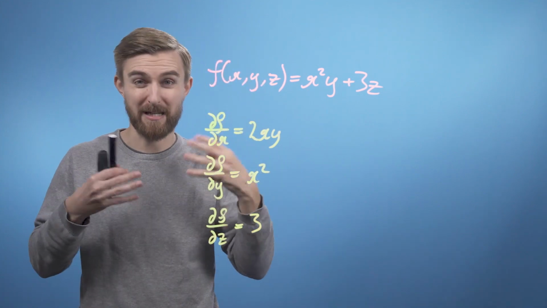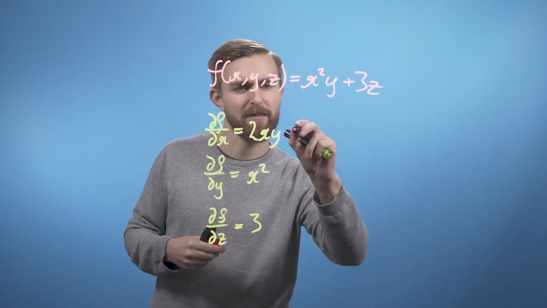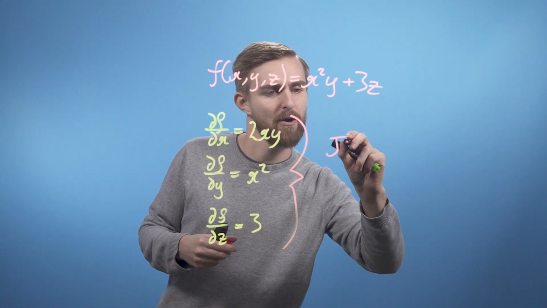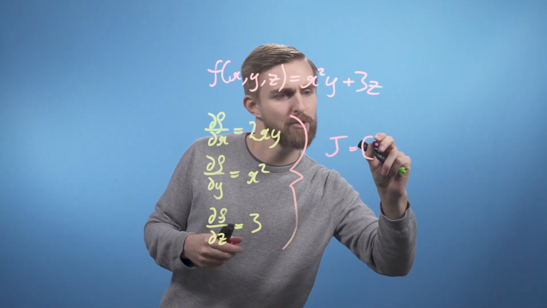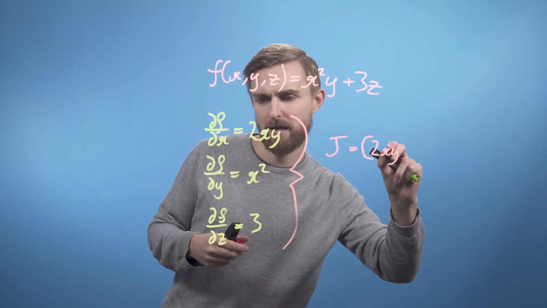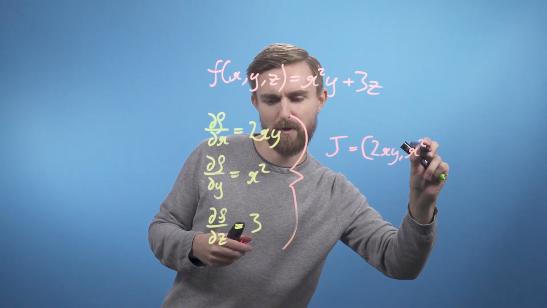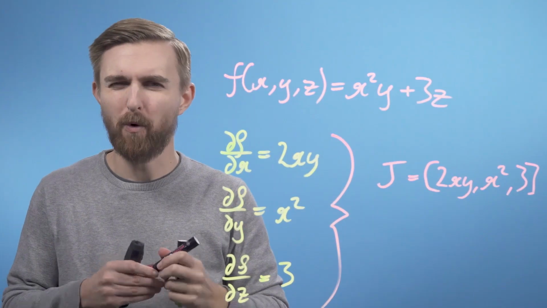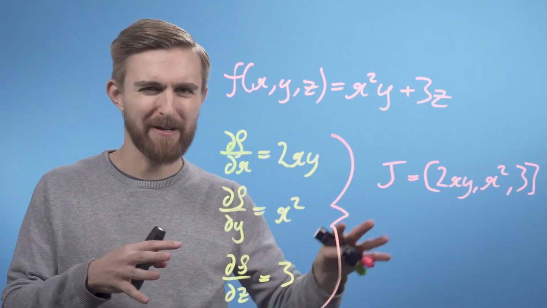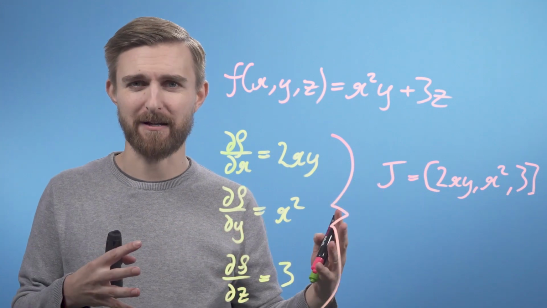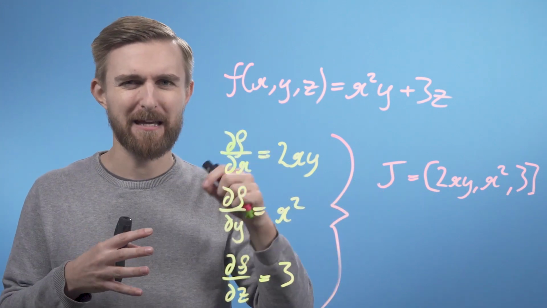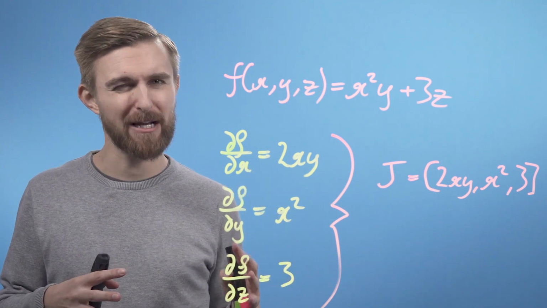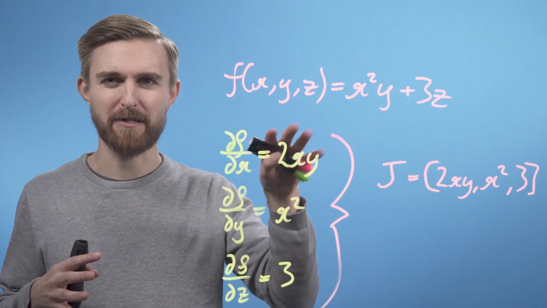Now bringing all of those together, we just end up with a Jacobian J, which is just going to be 2xy, x squared, 3. So, what does this tell us? We now have an algebraic expression for a vector which, when we give it a specific x, y, z coordinate, will return a vector pointing in the direction of steepest slope of this function.